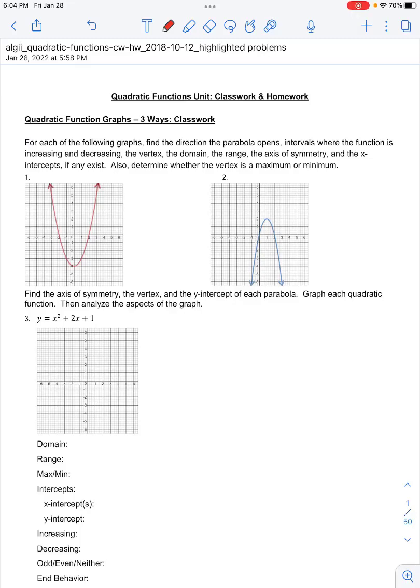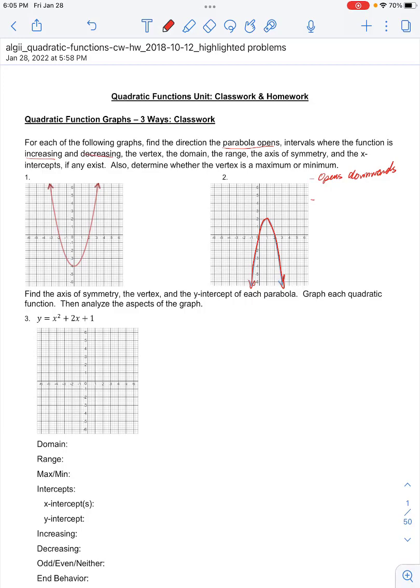Number 2 in your classwork for quadratic functions asks you to find the direction the parabola opens. So this parabola is a sad face parabola, so it opens downwards because the arrows extend down. So we have opens downwards.